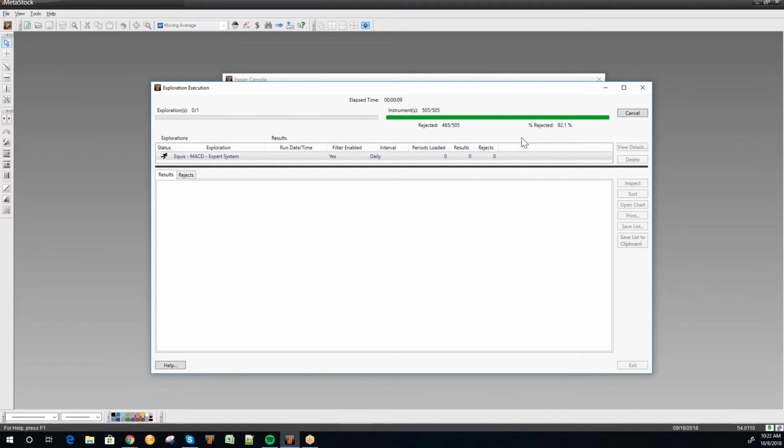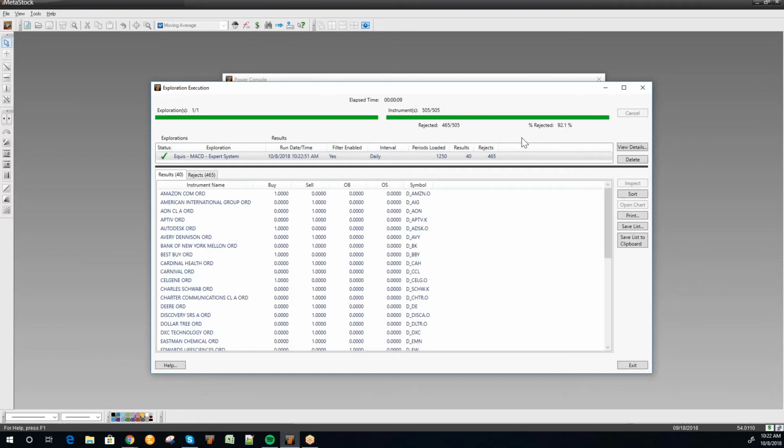And we're done. So what we just did in a matter of seconds is we looked for buy and sell signals and overbought and oversold signals across 505 different stocks, and that only took us a matter of seconds. Now, since we are looking for 4 different types of signals, all 4 are listed right here, and I can come in and sort this list by either just MACD buy signals, MACD sell signals, or the overbought and oversold conditions. So anything that has a 1 by it rang true for that condition.